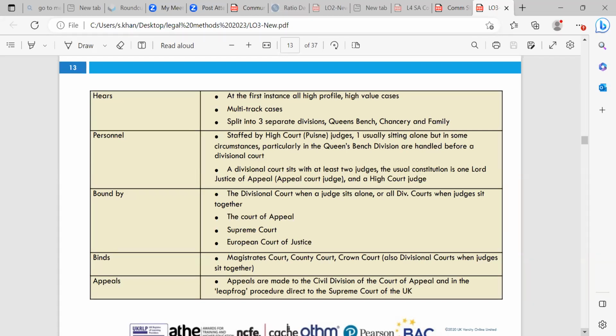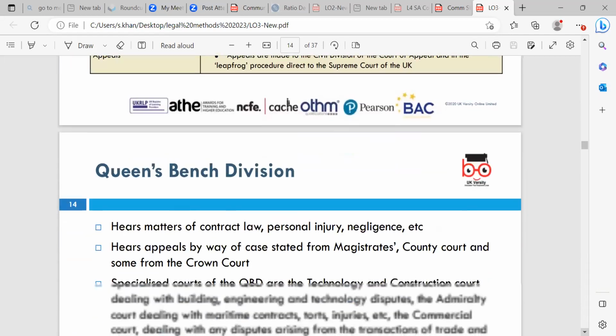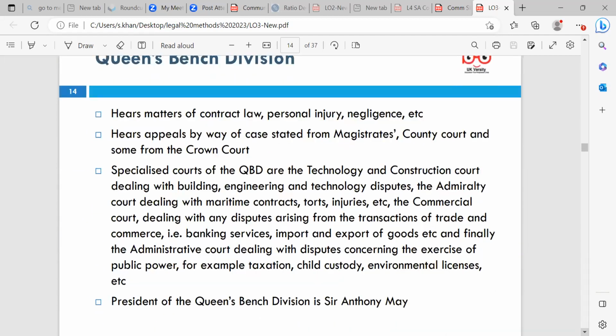Appeals are made to the civil division of the Court of Appeal, and in the leapfrog procedure direct to the Supreme Court of the UK. Queen's Bench Division. It hears matters of contract law, personal injury, negligence, etc., and it hears appeals by way of case stated from magistrates, the county court, and some from the Crown Court.